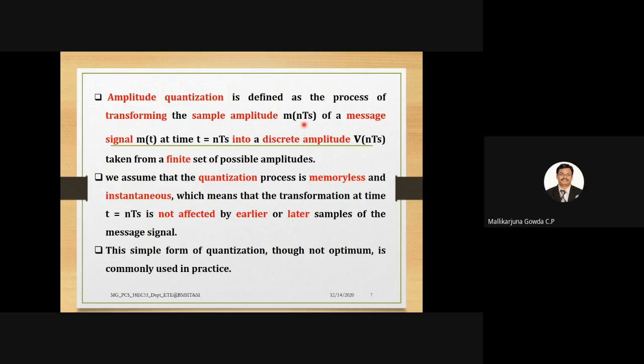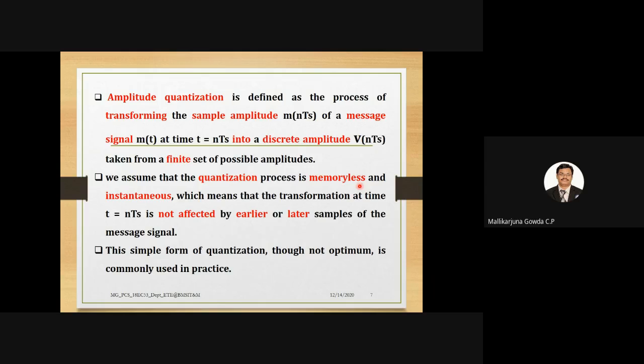That is m of TS, or m of 2TS, or m of 3TS, and so on, of a message signal m of t at a time t equal to n into TS, into what? Discrete amplitude, that is V of nTS, taken from the finite set of possible amplitudes.